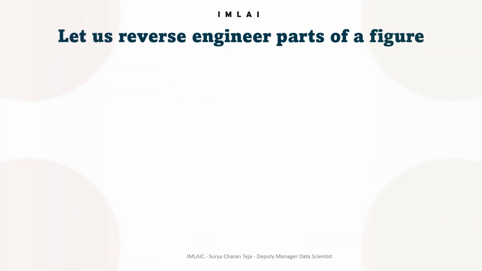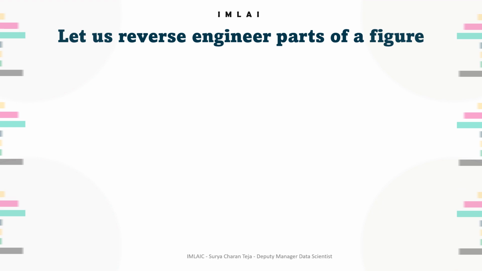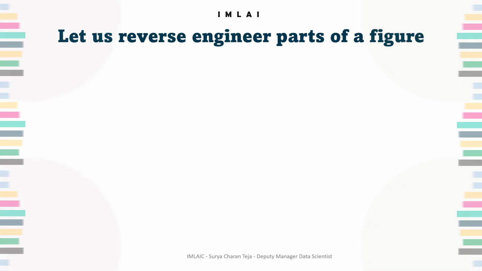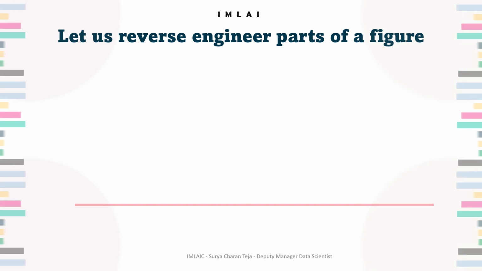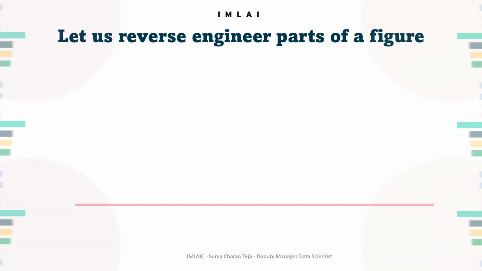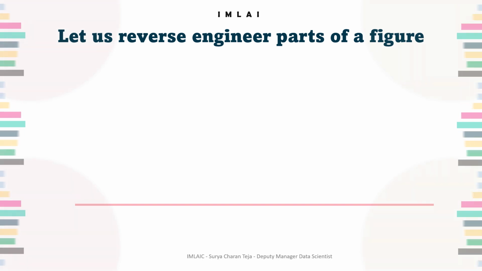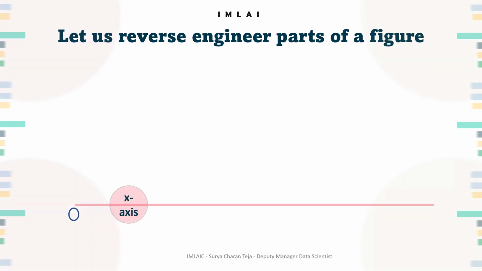Okay, so let's reverse engineer the parts of a figure, the components of a figure. Let's reverse engineer each and every component of a figure. In our reverse engineering, any graph or plot begins with a horizontal axis. In the normal way we call it the x-axis. The method that we use from matplotlib is called x-axis.